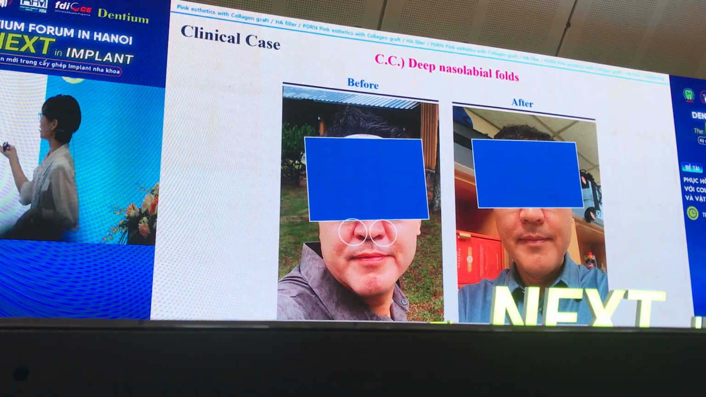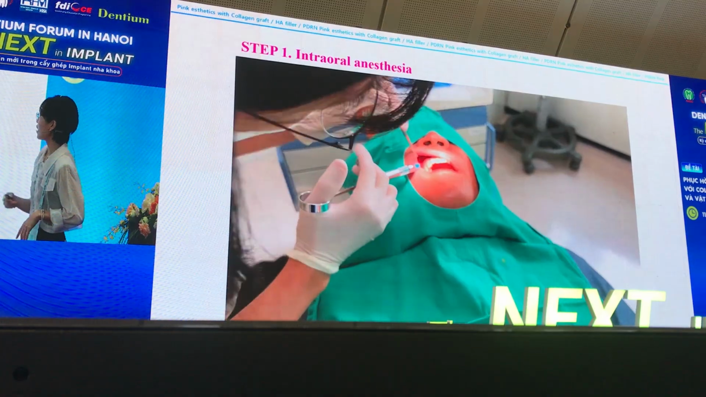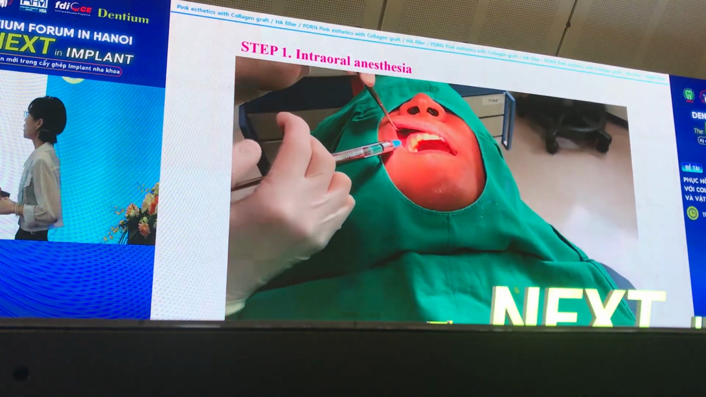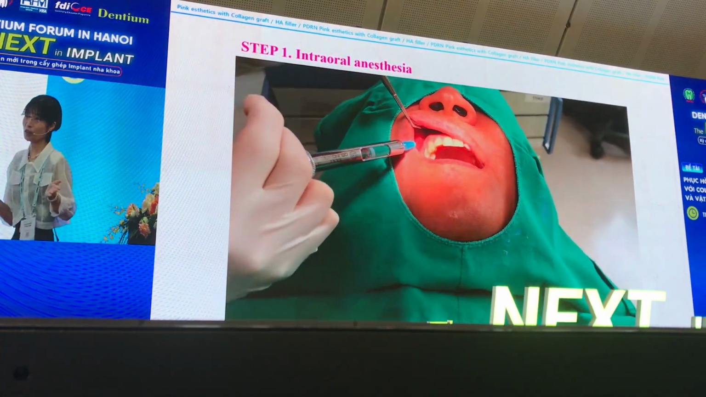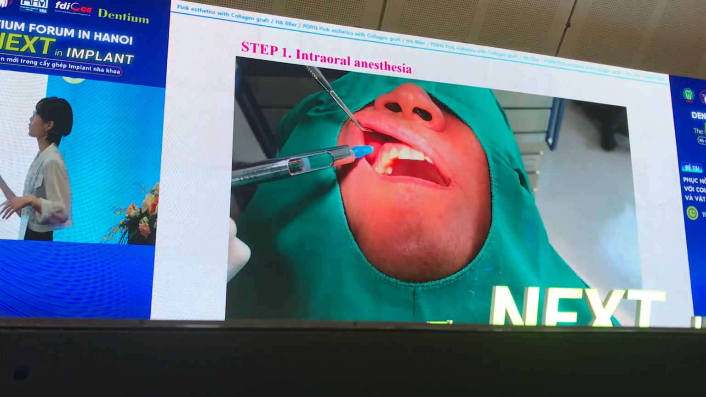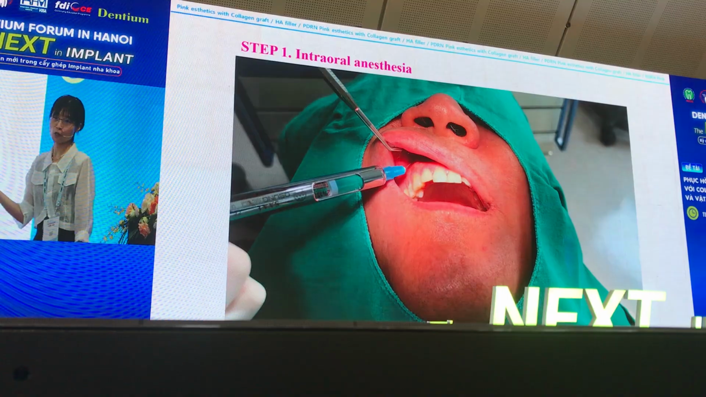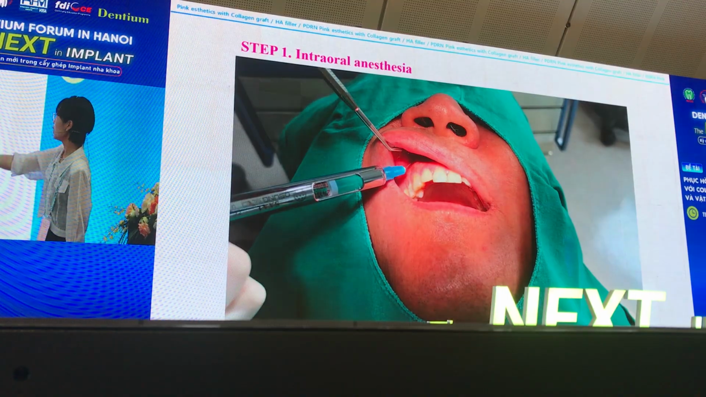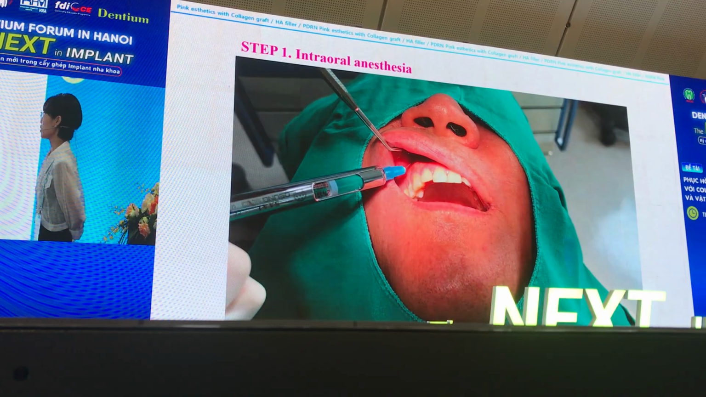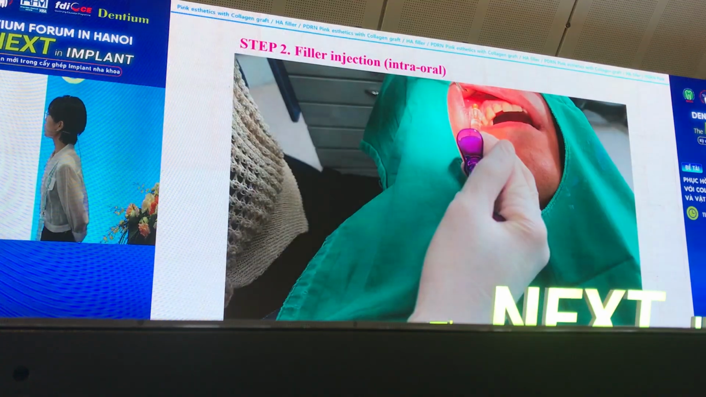So I did it like this. Let's look at the procedures. Because the intraoral injections can cause pain to the patients, we always do the anesthesia injections first. It is very easy, right?